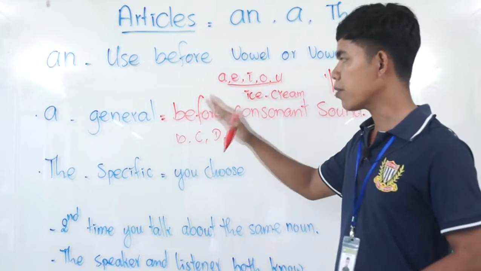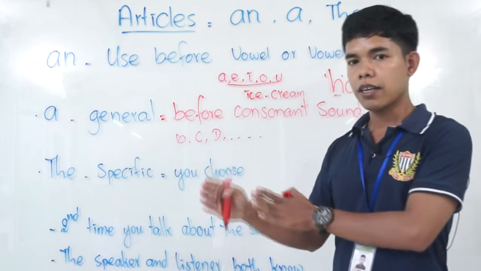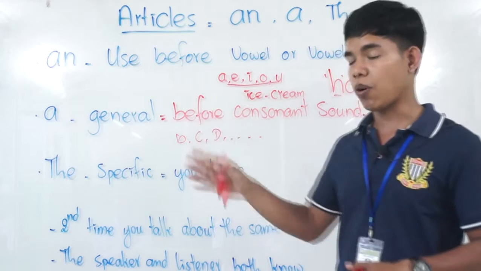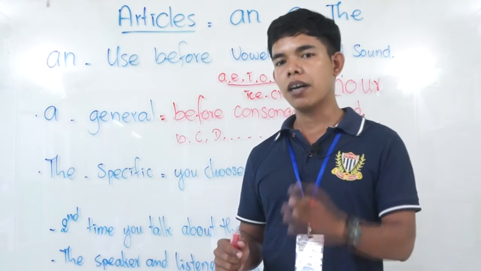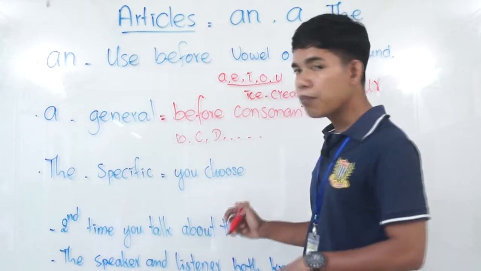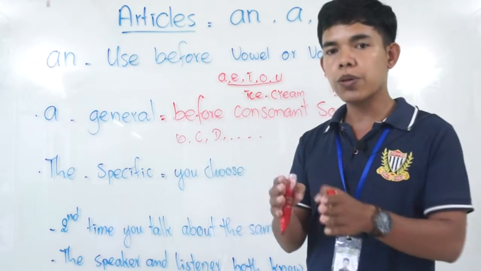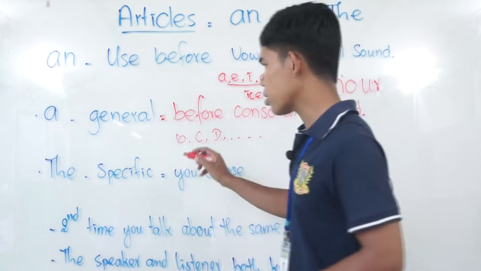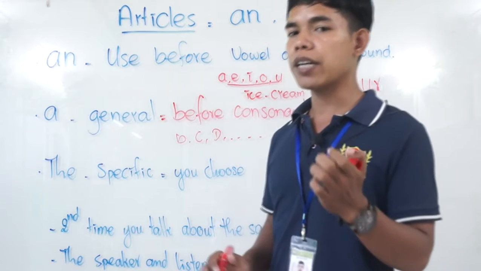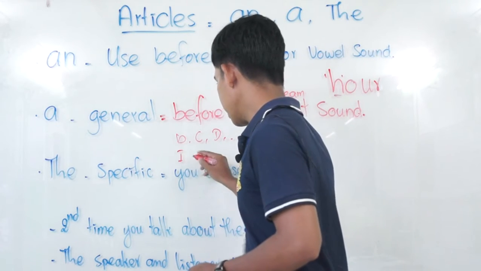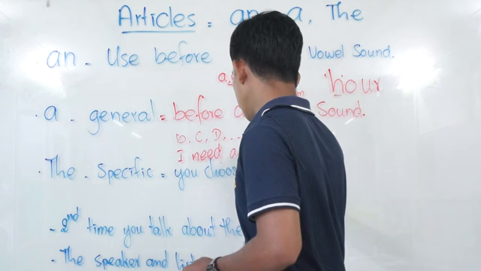So when we use a in general, we are not focusing on something specific. We mention someone or something in general. For example, I need a book. In general, we don't know which book you want or need. I need a book to read. Your friend may ask you, which book do you need to read? For example, I need a book.